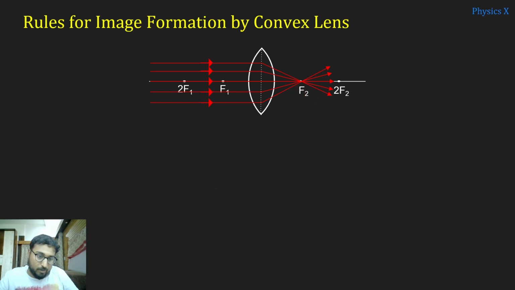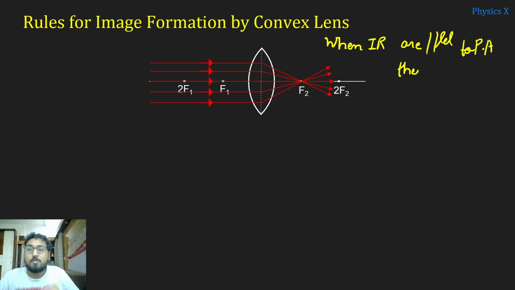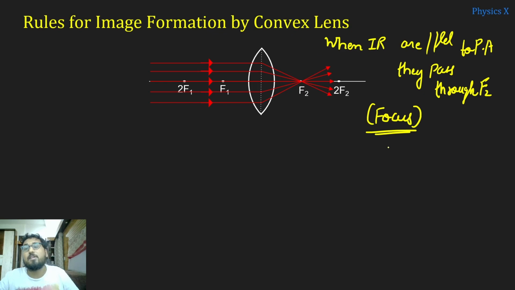Now one more important thing about a convex lens is that when incident rays are parallel to the principal axis, they pass through f2. Okay, this is the focus, we call this the focus. This is the definition of the focus point for a convex lens.